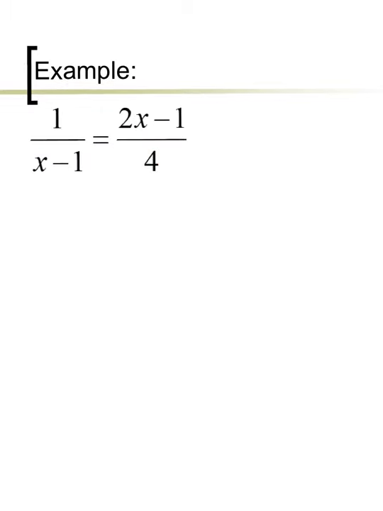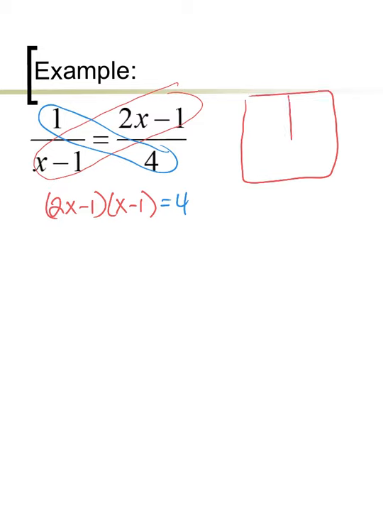Next one. First thing I'm going to do, since they're both fractions, is cross multiply. So I have 2x minus 1 and x minus 1. If I go the other way, I get equals 4. For those of you that do not like to double distribute, do the box off to the side.